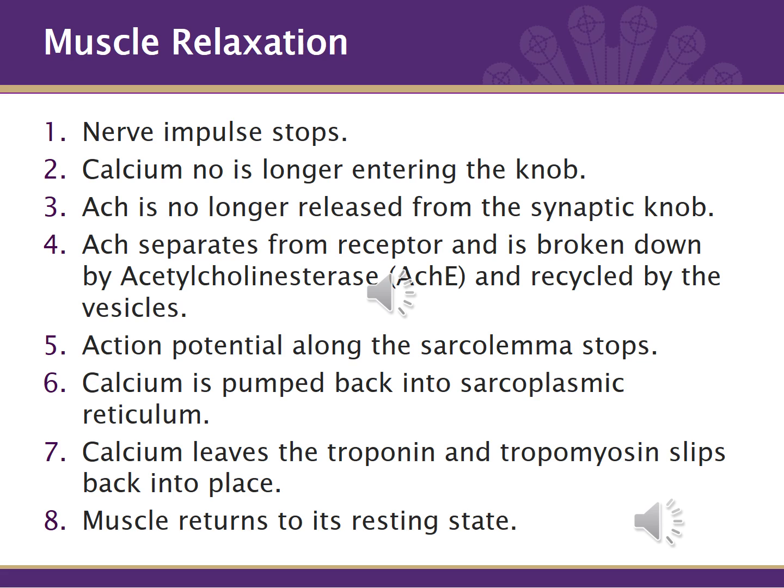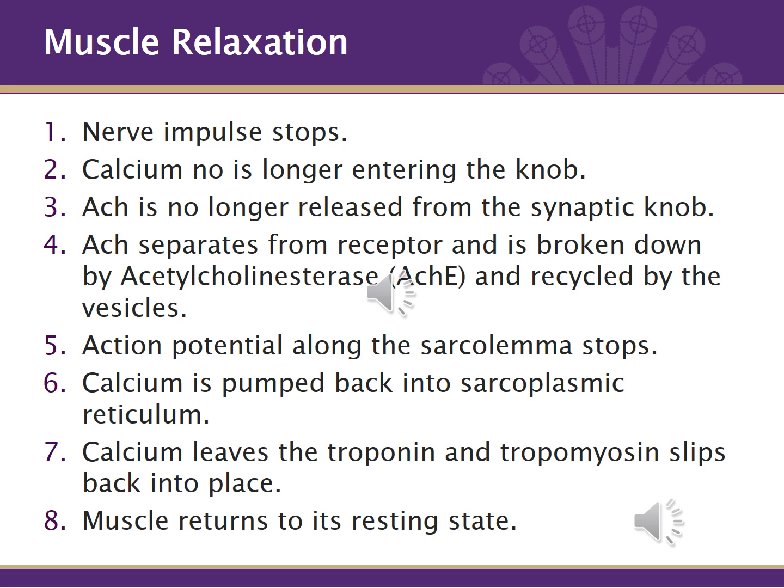Once the muscle contracts, it must then relax in order to be used again. There are several steps involved in muscle relaxation. Number one, the nerve impulse stops. This will result in calcium no longer entering the synaptic knob, and if calcium no longer enters the synaptic knob, neurotransmitters won't be released.